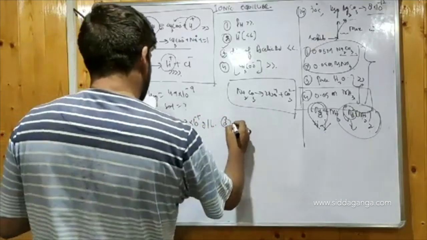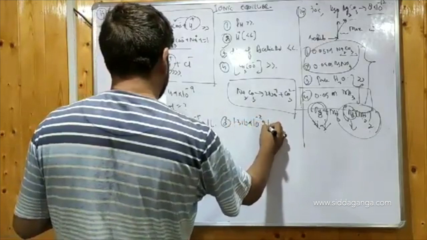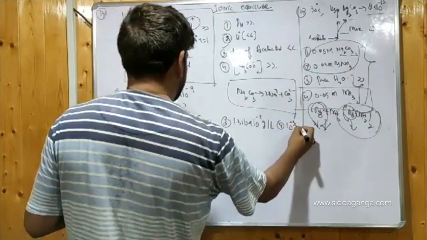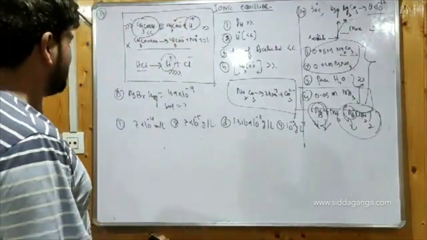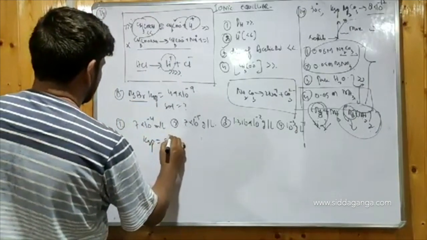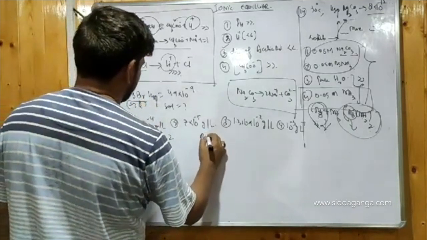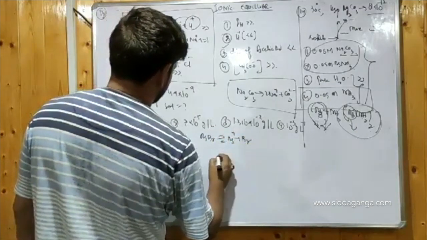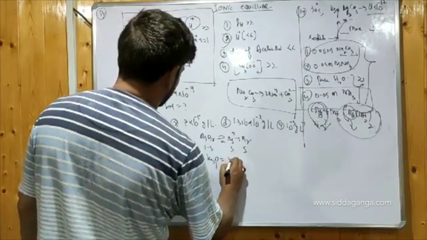Option 3, 1.316 into 10 to the power minus 2 grams per liter. And option 4, children, 10 to the power minus 3 grams per liter. These are the 4 options given to you. So naturally, children, you will calculate solubility. For AgBr, what is Ksp equal to? S square, because Ag+ will be S, Br- will be S. When AgBr breaks, it will give you Ag+ plus Br-. So 1 minus S, this will be S. So Ksp is equal to S square.